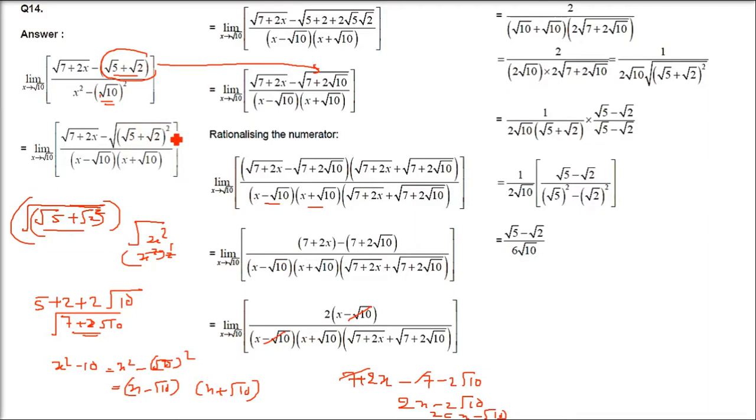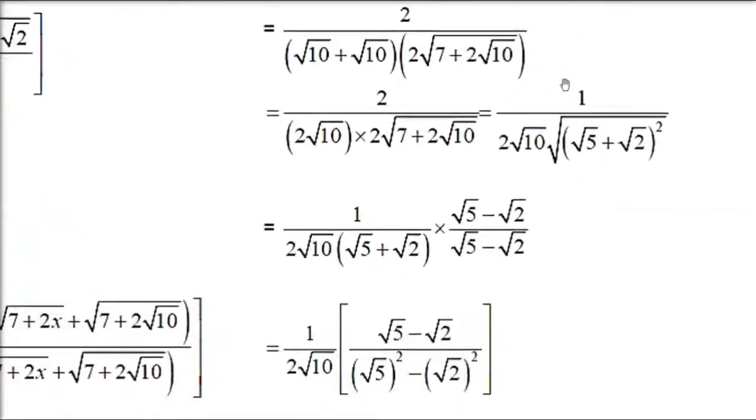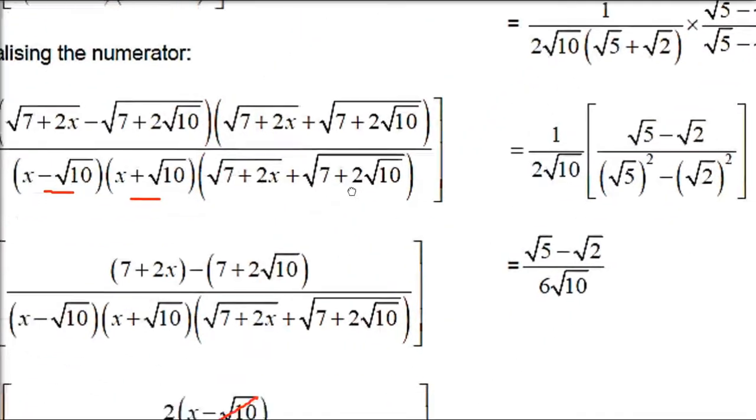So under root 5 plus under root 2 whole square, that is why we have done it. Why did we square? Why did we make it like this? Because it is x minus under root 10, and we know x tends to under root 10 is creating a problem. So x minus under root 10 has to be the factor, right? So this problem is resolved now. Indeterminate case problem is resolved.